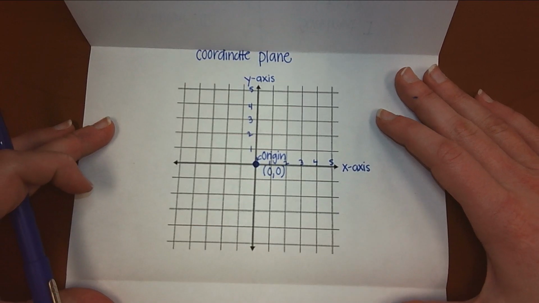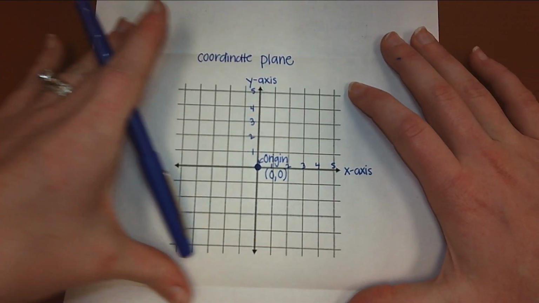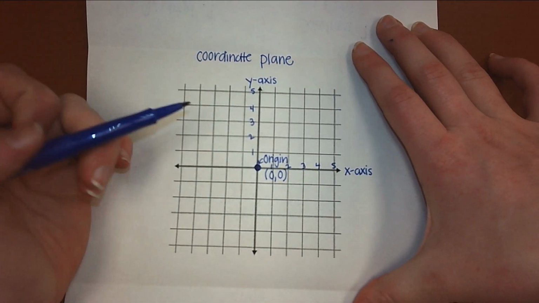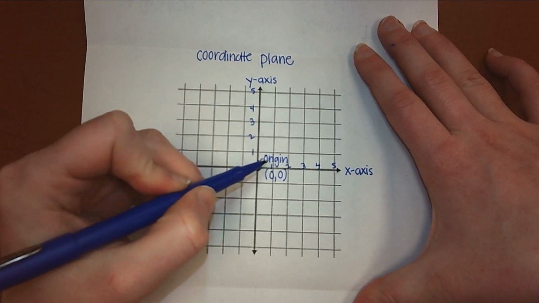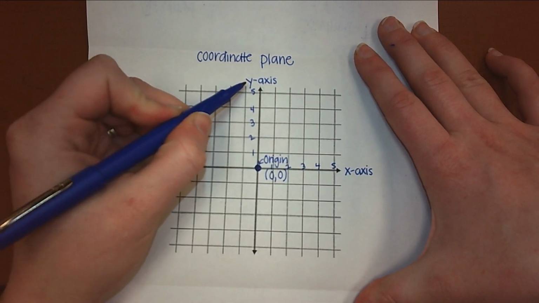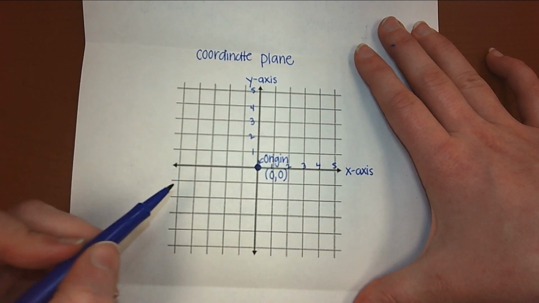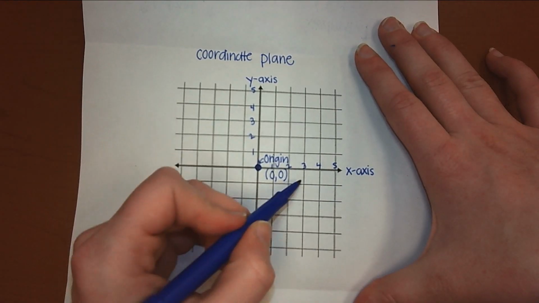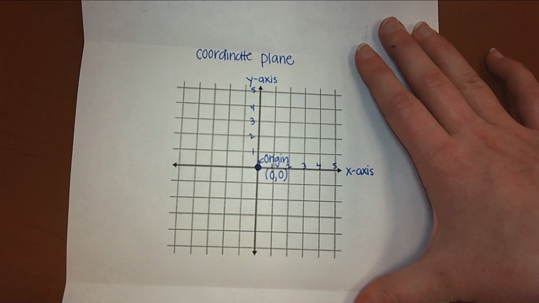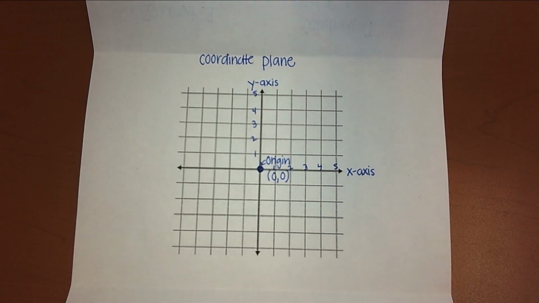So I'm going to open back up here so we can see the whole coordinate plane. The coordinate plane is made up of 7 locations: the origin, the x-axis, the y-axis, quadrant 1, 2, 3, and 4. So there are 7 locations on the coordinate plane that I want you to know about.